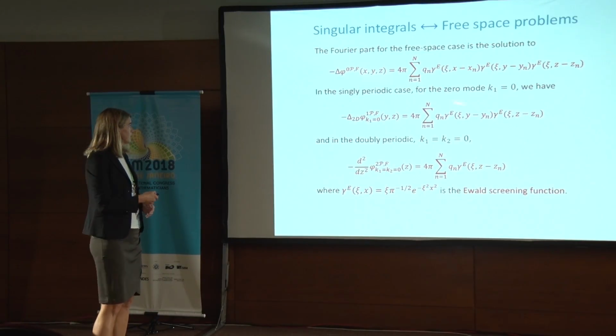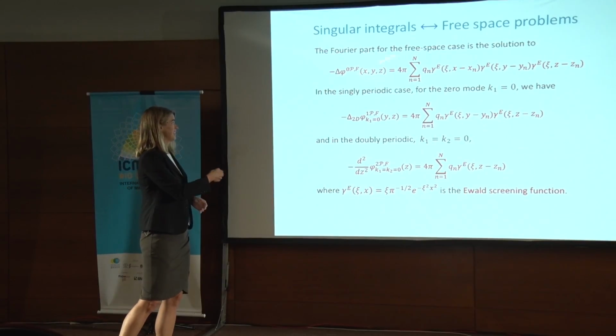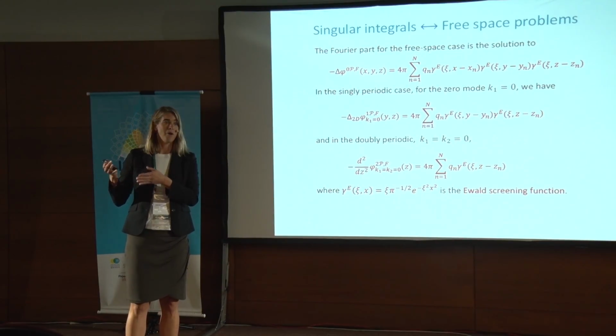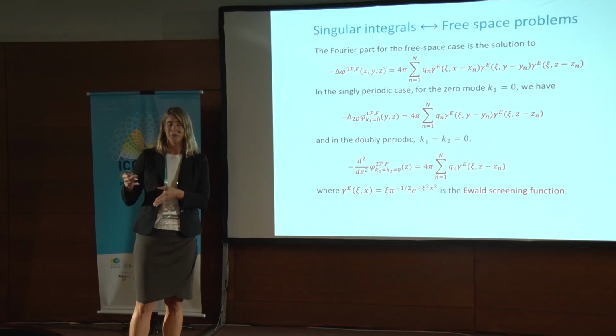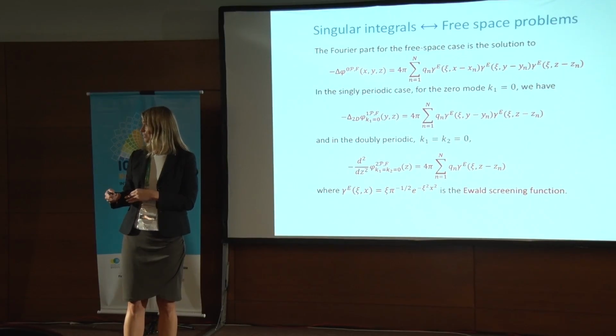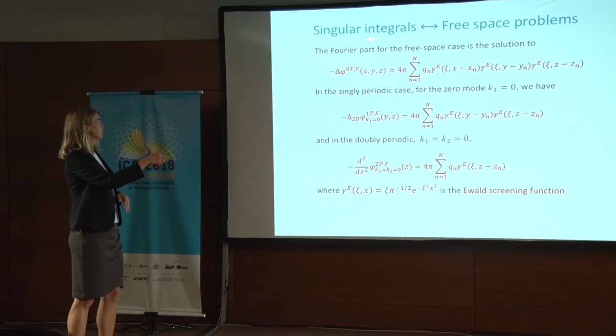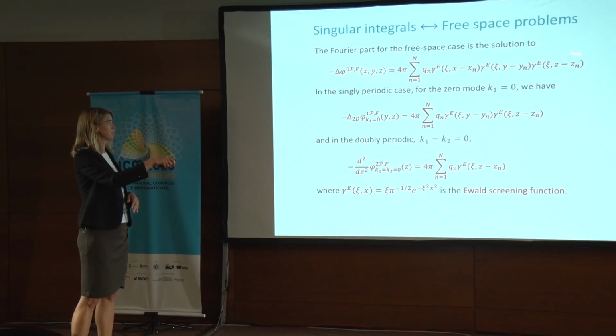If we look first at the free space case, then as I said, the Fourier part is really the Poisson equation with the superposition of Gaussians. So this is simply the solution to a Poisson problem with a superposition of Gaussians in 3D.